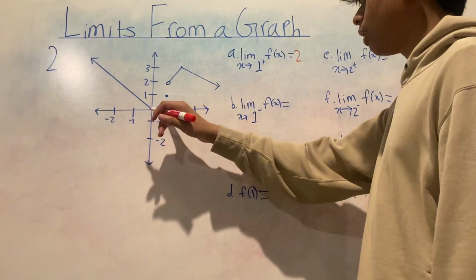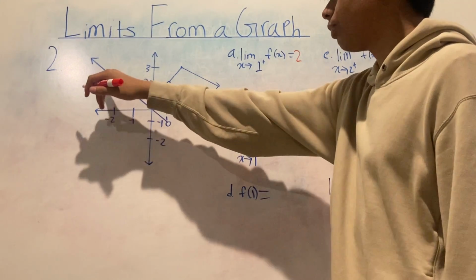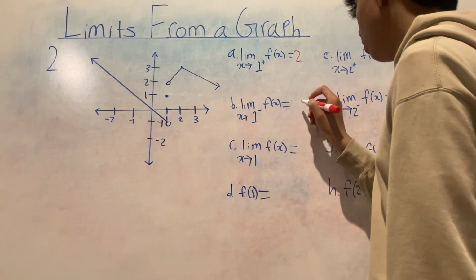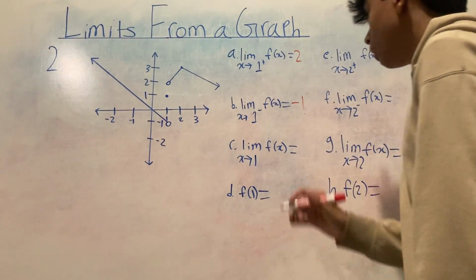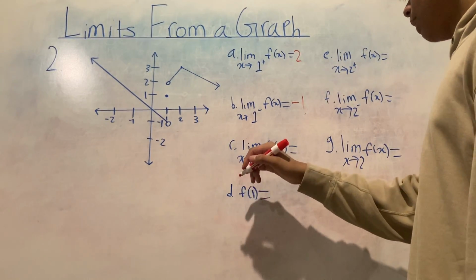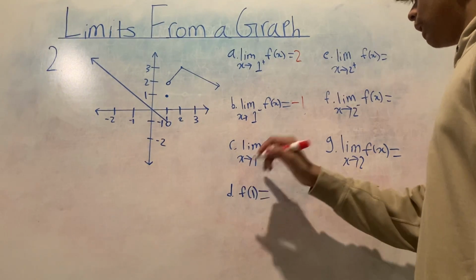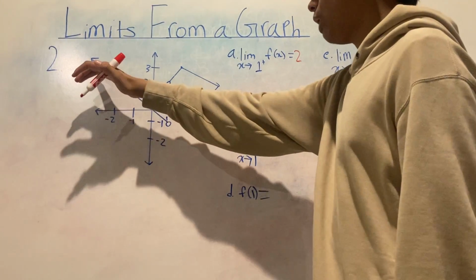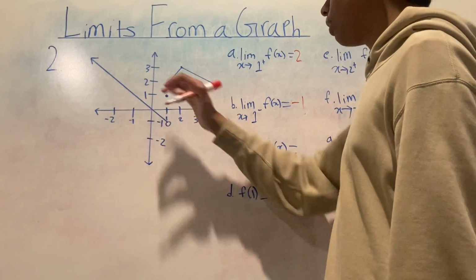So this time, we find 1, and the graph coming from the left, it points all the way down to -1, even though there's a hole, we ignore that. Now C, we have limit as x approaches 1 in f of x. So 1, there's a graph that's coming from the left and it's coming from the right.